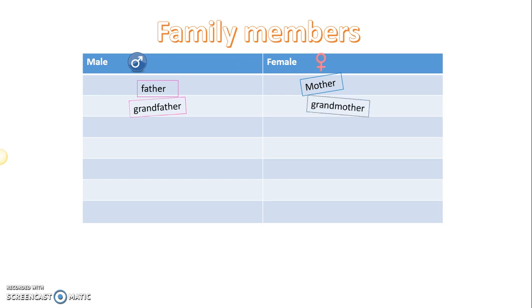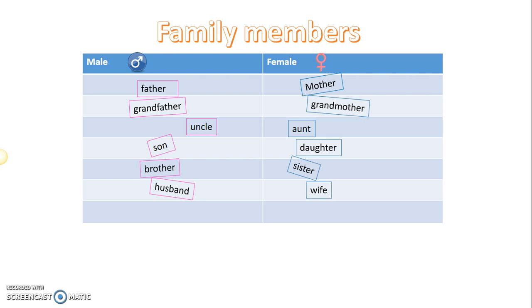Grandfather, grandmother. Aunt, uncle. Be careful with this word. It's aunt, not aunt, aunt, and uncle. Son, daughter. Brother, sister. Husband, wife.